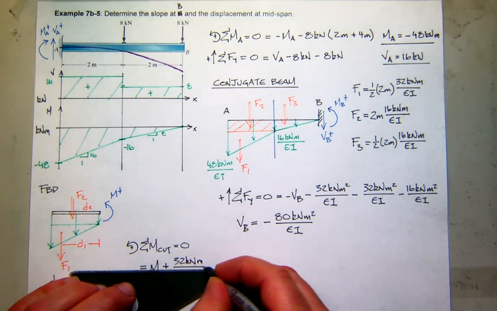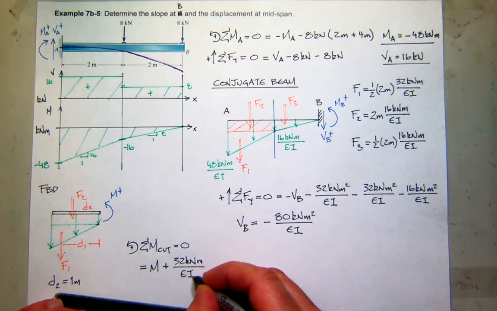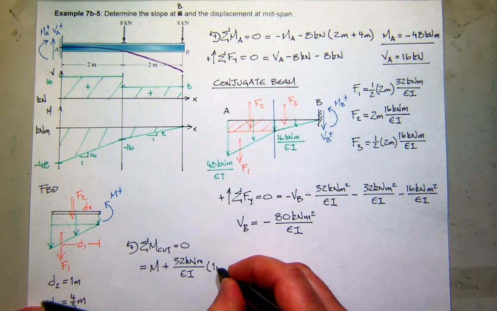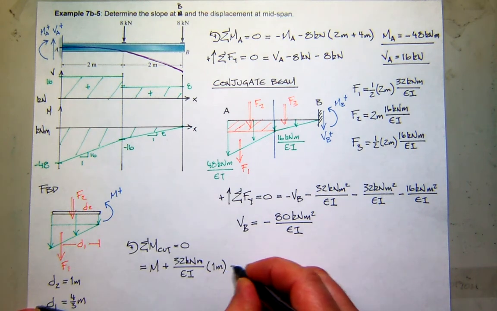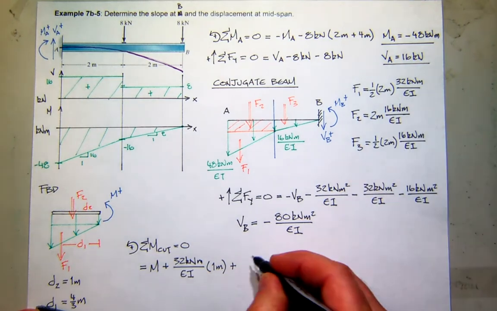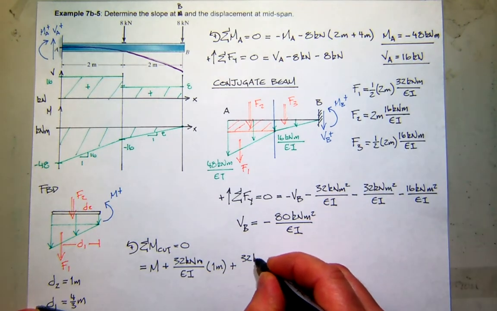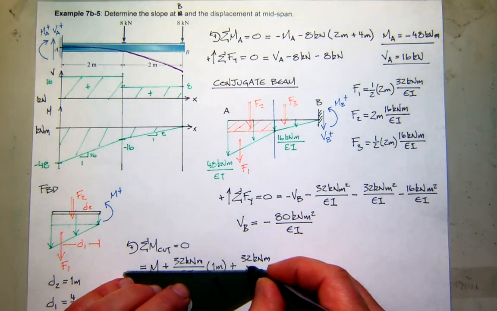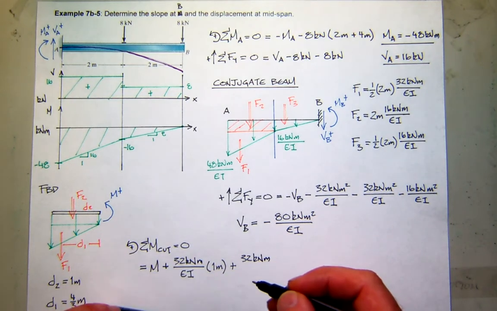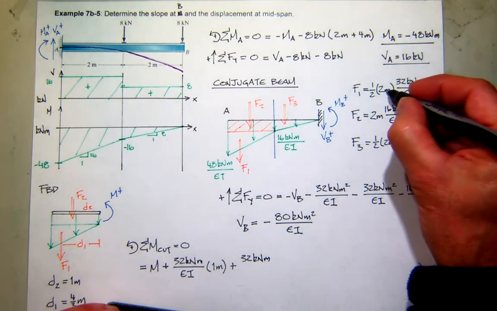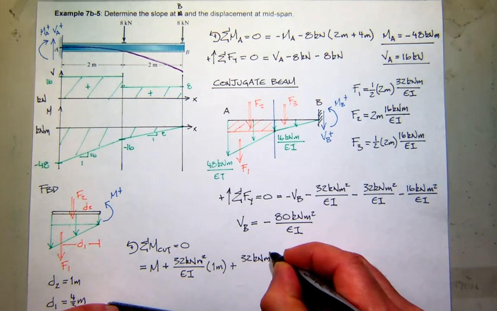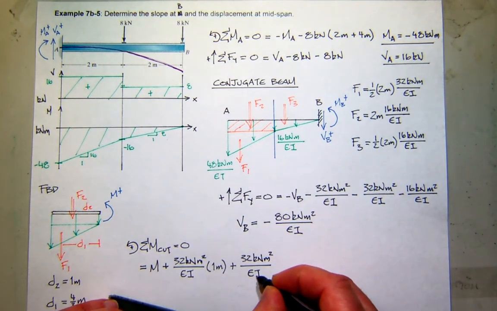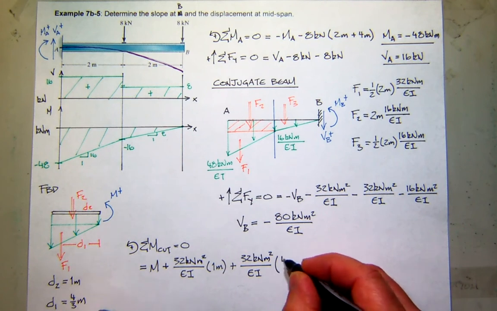meters over EI times D2, which is 1, plus F1, which is also 32 kilonewton meters. Are they squared? They're squared. Yeah, I forgot. Yeah, they are squared. I was about saying my units aren't working out. Thank you. And then times that moment arm, which is 4/3.